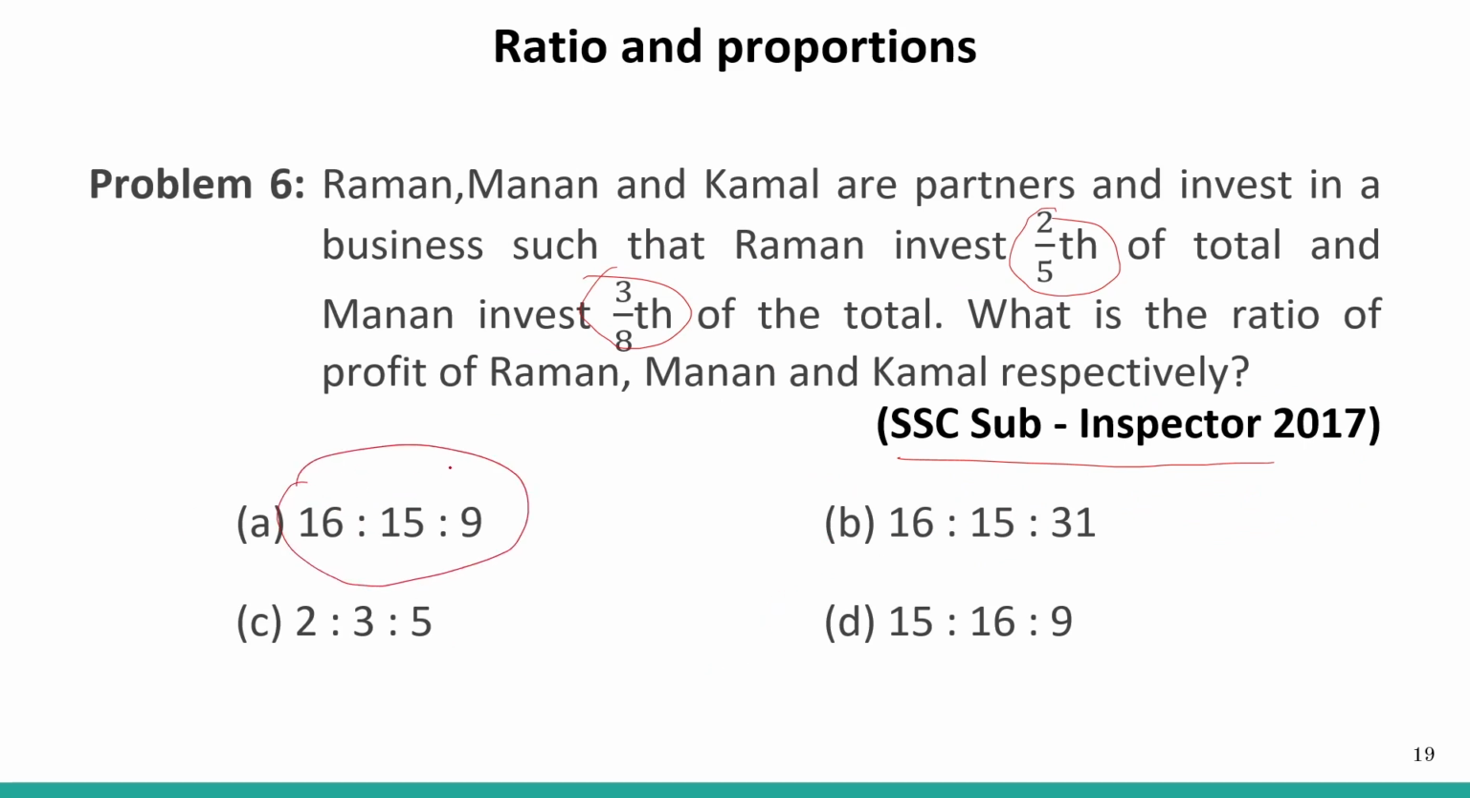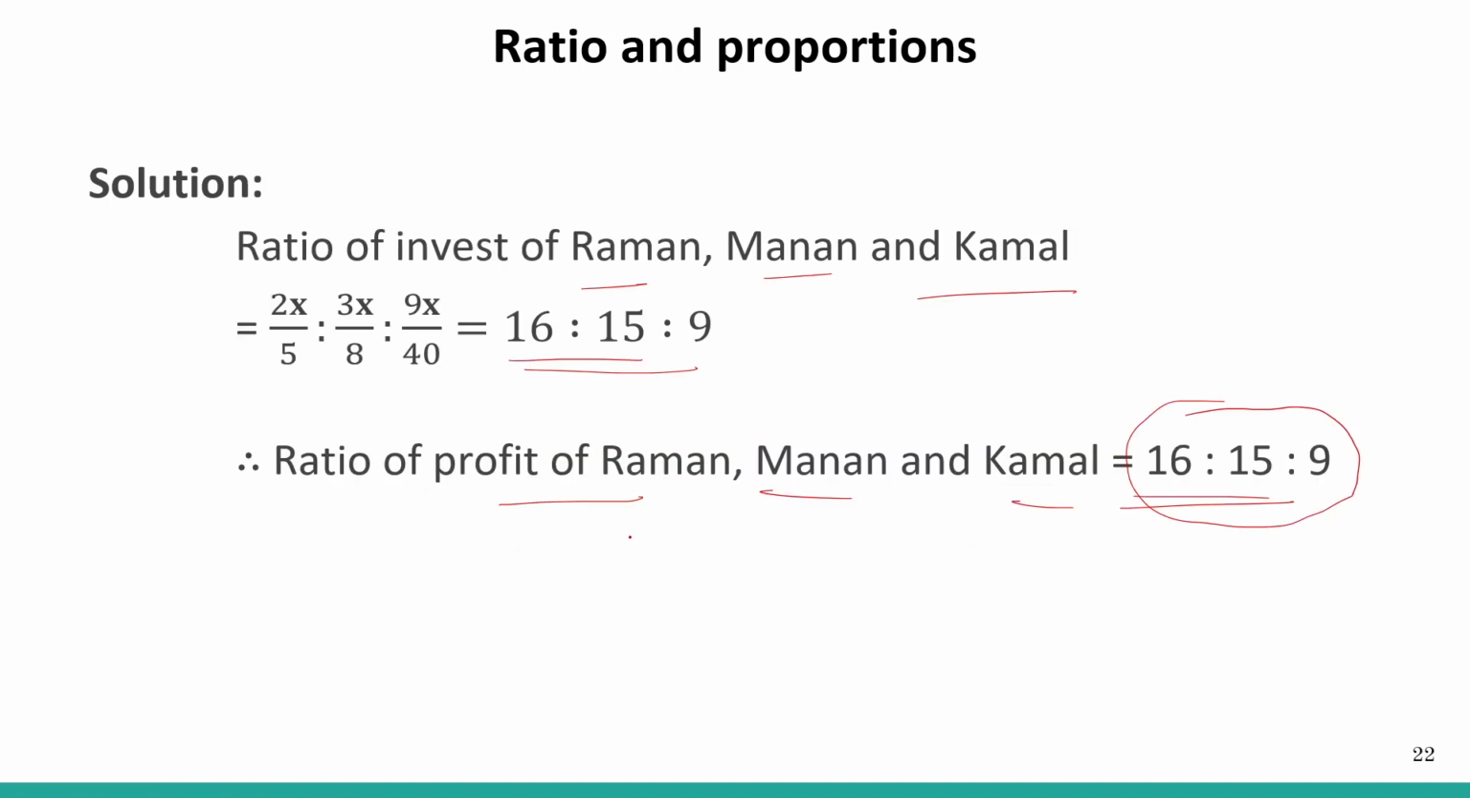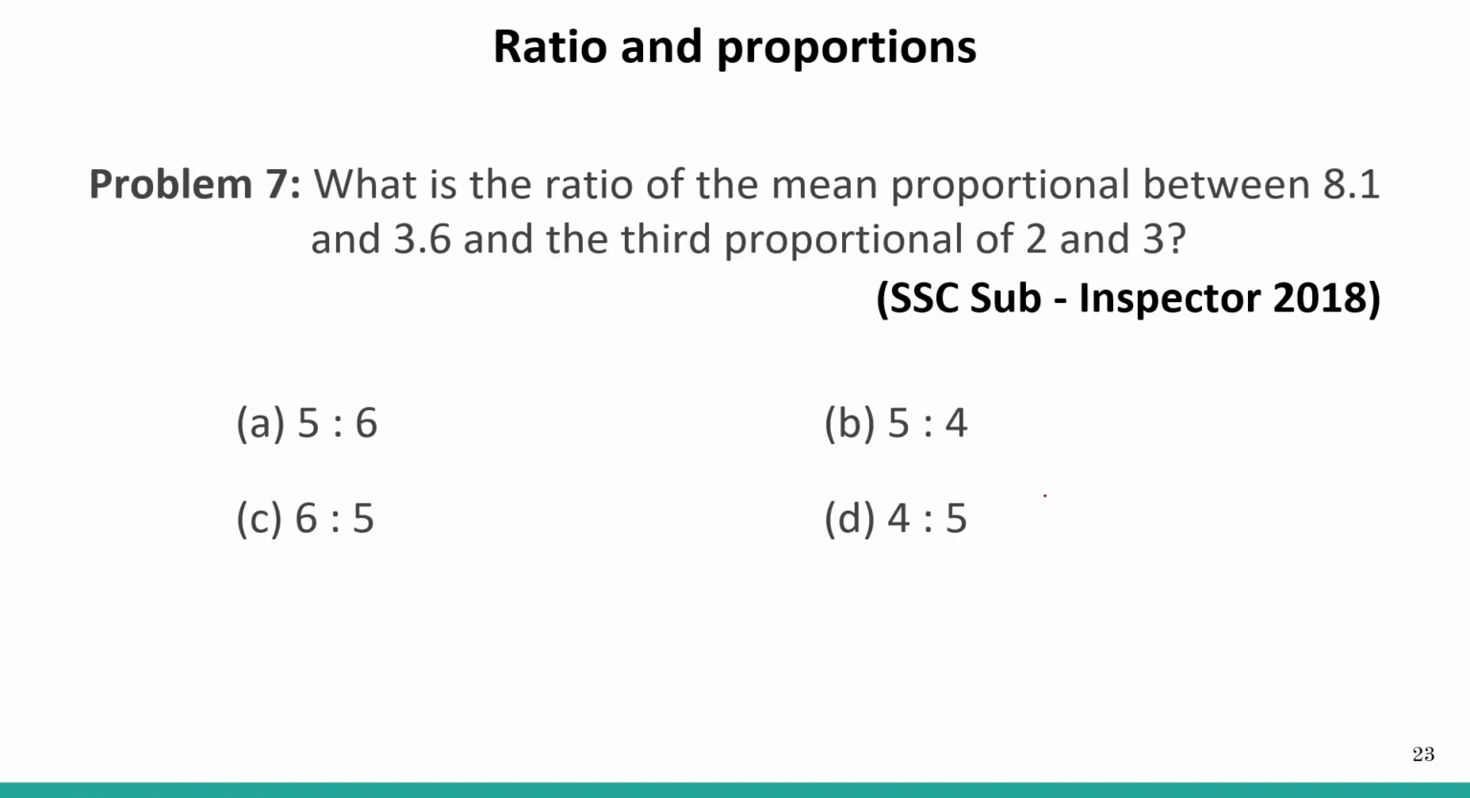So this is the correct answer. Okay, this one, and this one. These are all wrong answers. So the only correct answer here is this. Okay, 16 is to 15 is to 9. So let's see problem number 7.